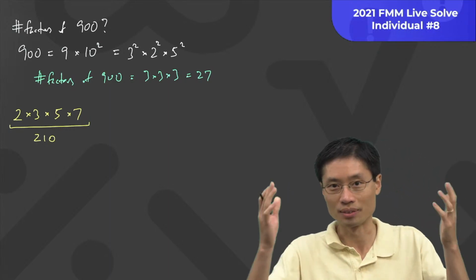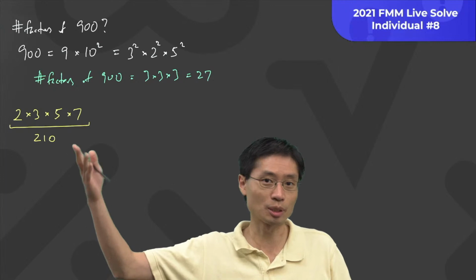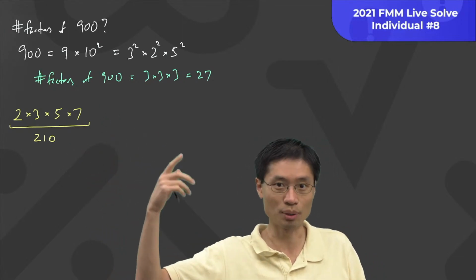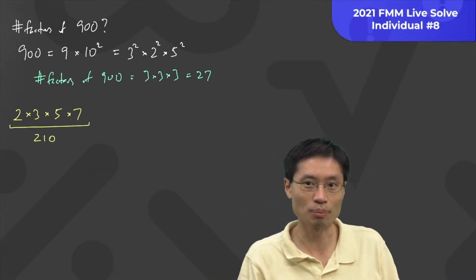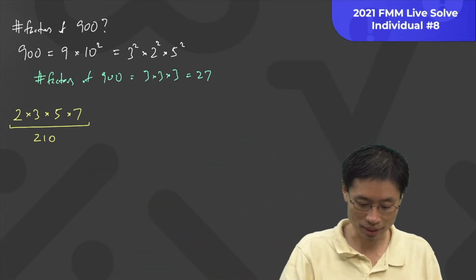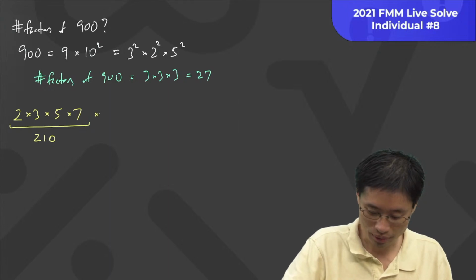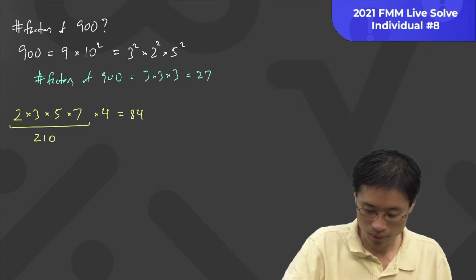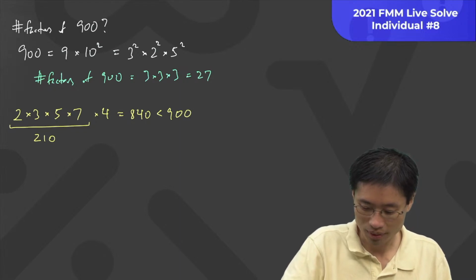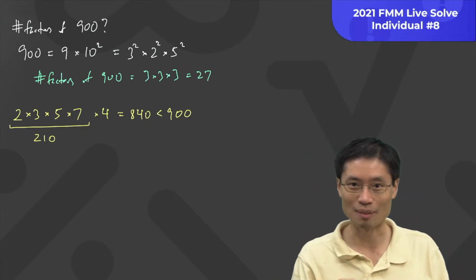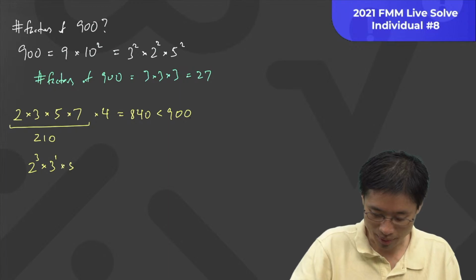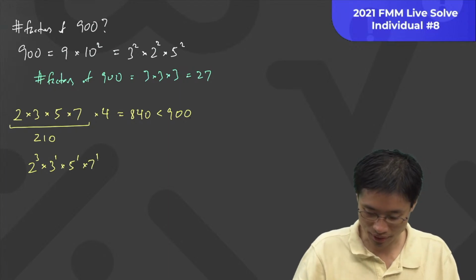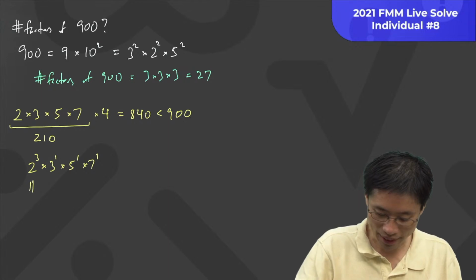And if I wanted to get this thing as big as I could, I'm just playing around to see if you can beat this number of factors anyway. I can go all the way up to 900. So let's just multiply this by another 4. If I multiply this by another 4, then that goes to 840, which is less than 900. So that factorizes as 2 cubed times 3 to the first times 5 to the first times 7 to the first. Okay?